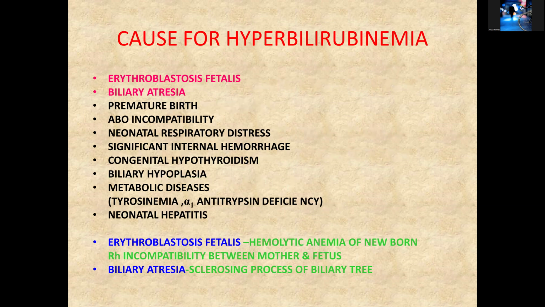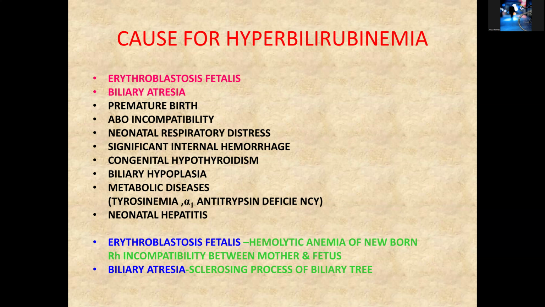Now, what are the causes of hyperbilirubinemia? The major or important thing is erythroblastosis fetalis or biliary atresia. Also, there can be reasons like premature birth, ABO incompatibility, neonatal respiratory distress, significant internal hemorrhages, congenital hypothyroidism, biliary hypoplasia, metabolic diseases, as well as neonatal hepatitis.